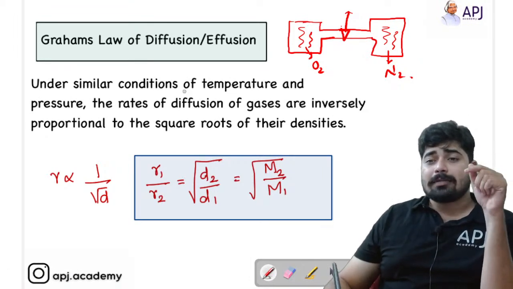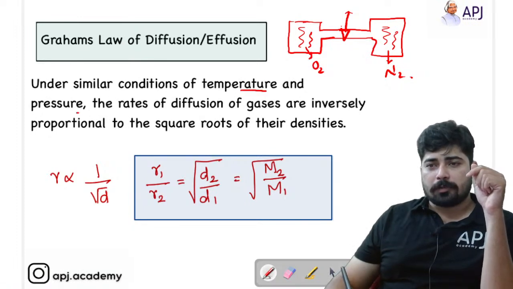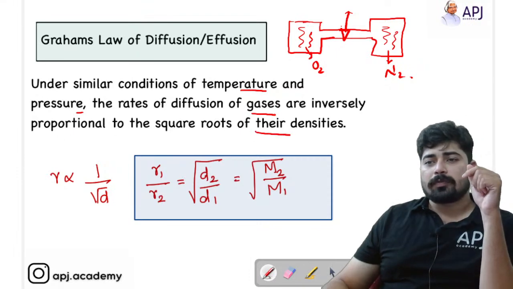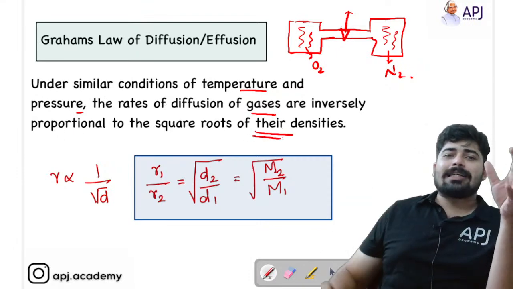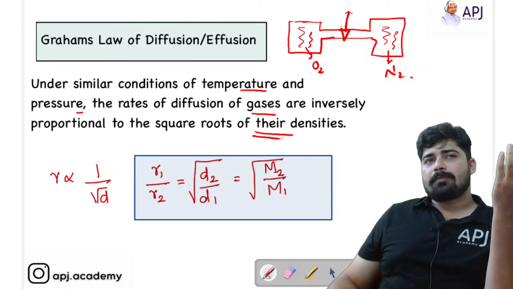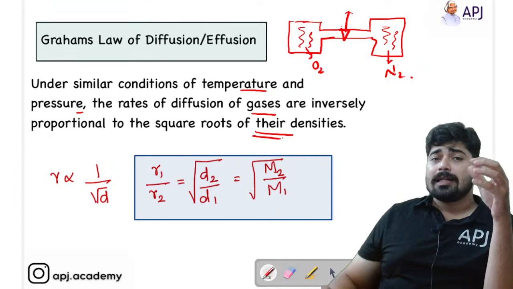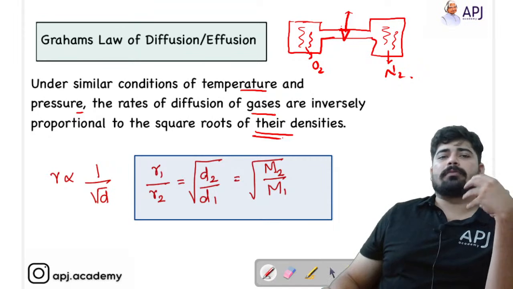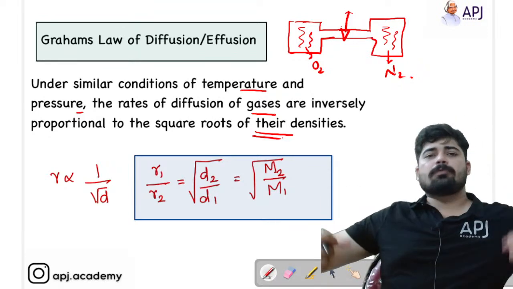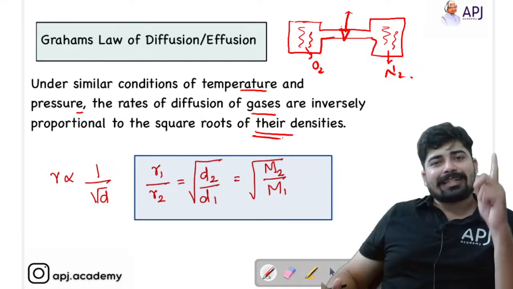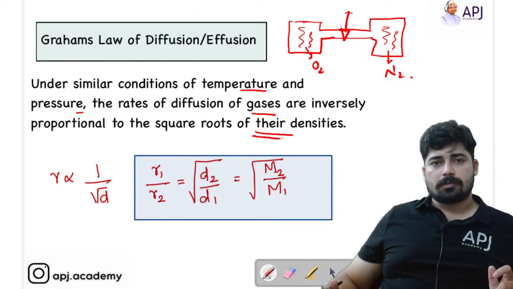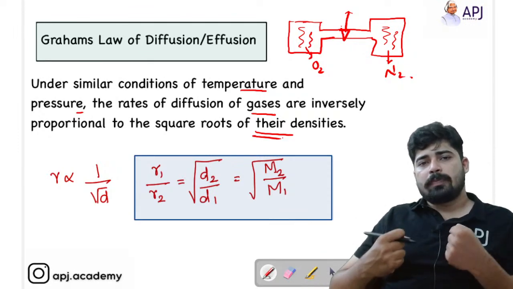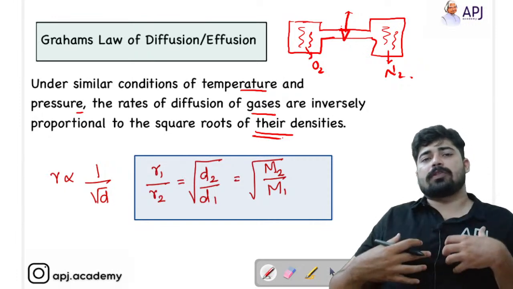So under similar conditions of temperature and pressure, the rate of diffusion of gases is inversely proportional to the square root of their density. You know that density is directly proportional to the mass. As you know, if the mass increases, if you take the example of humans, a fatty person and a slim person, who can run faster? Obviously the slim one will run faster, and the obese one cannot run that much faster because of his mass.